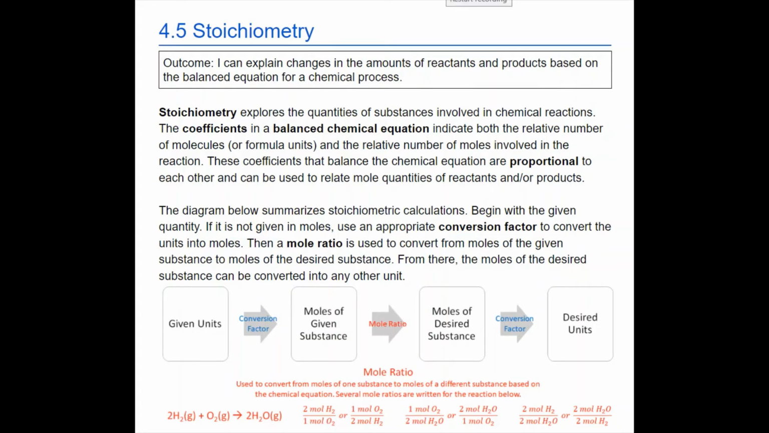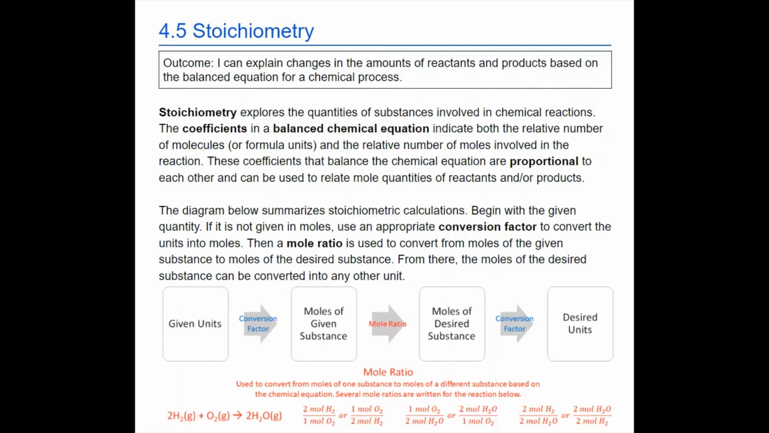4.5 is stoichiometry. So our outcome is I can explain changes in the amounts of reactants and products based on the balanced chemical equation for a chemical process. So stoichiometry explores the quantities of reactants and products that are involved in chemical reactions. The coefficients in a balanced chemical equation indicate the number of molecules or formula units, and they also indicate the number of moles involved in a reaction.